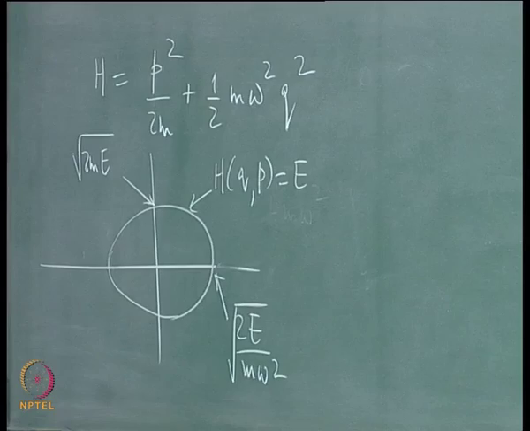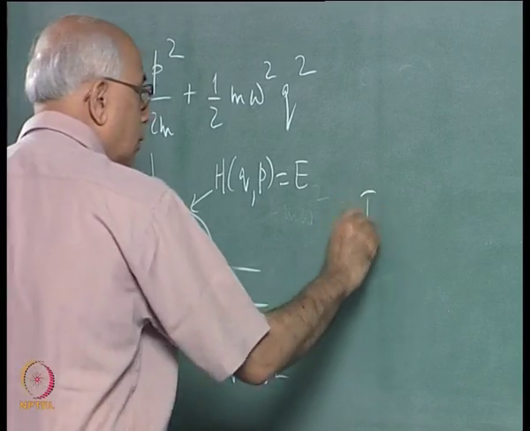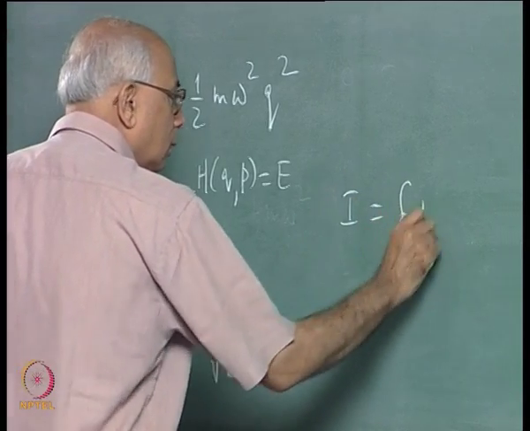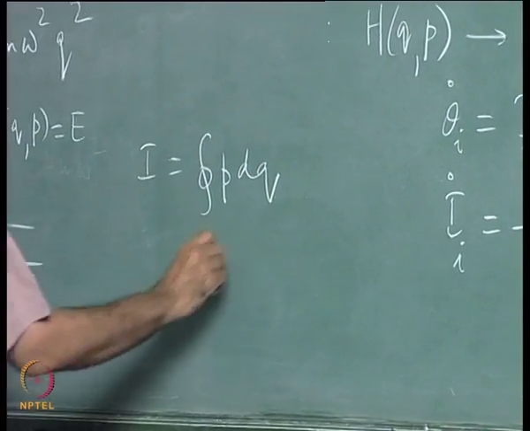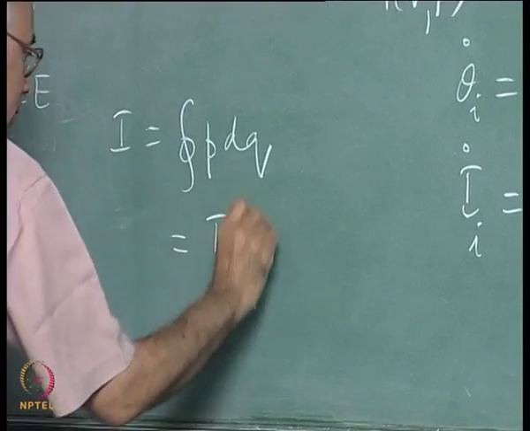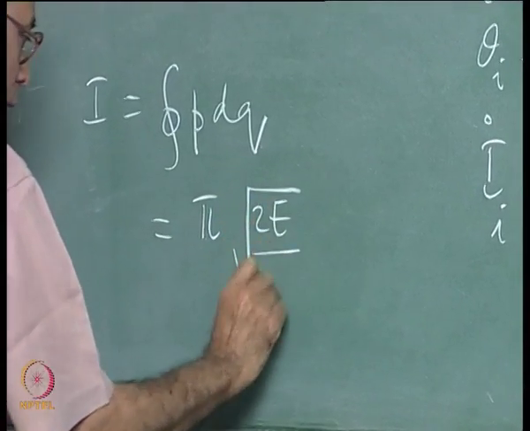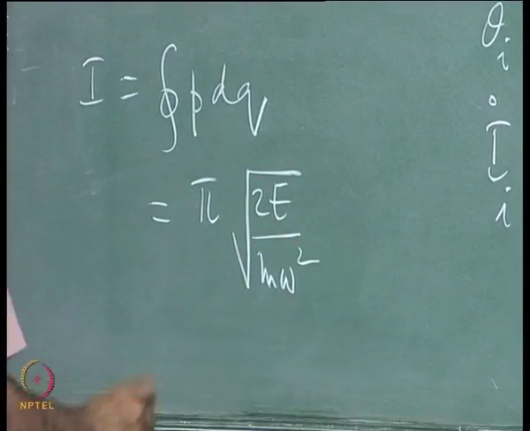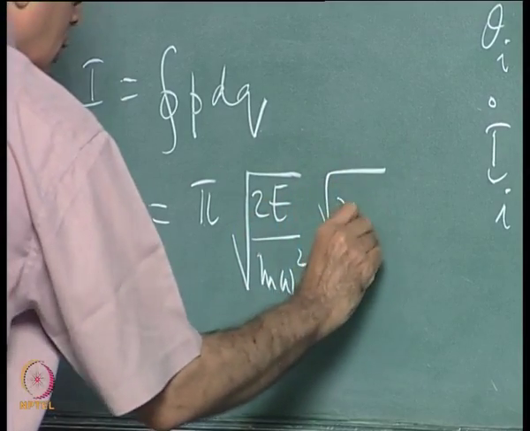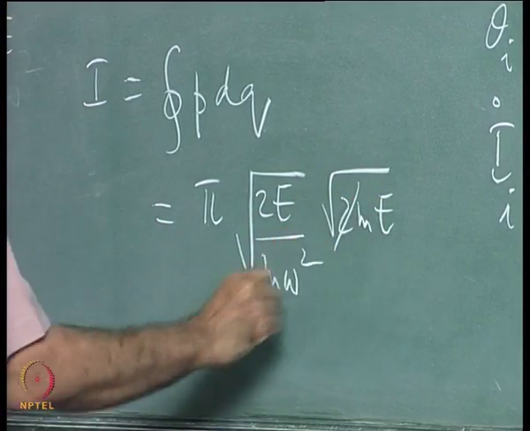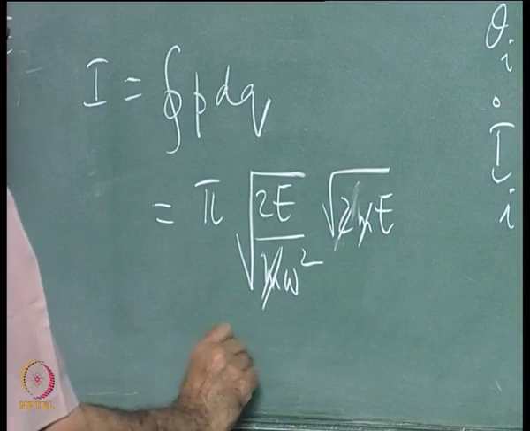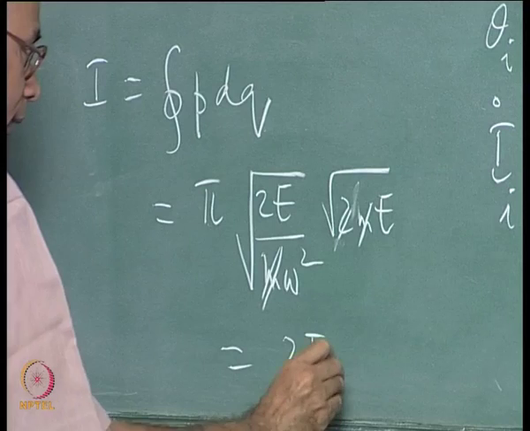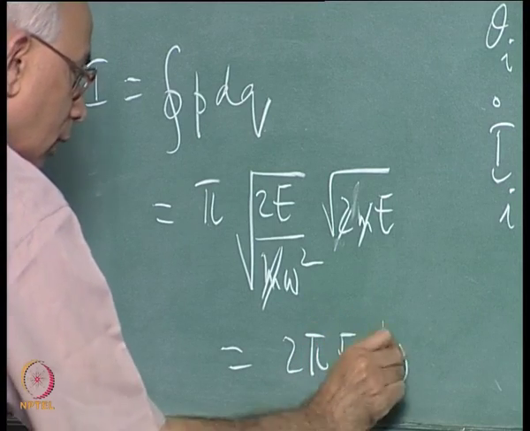Therefore, the action integral p dq is simply the area of the ellipse, which is pi times the semi-axes, root of 2E over m omega squared times the square root of 2mE. The m cancels, and this is equal to 2 pi E over omega.